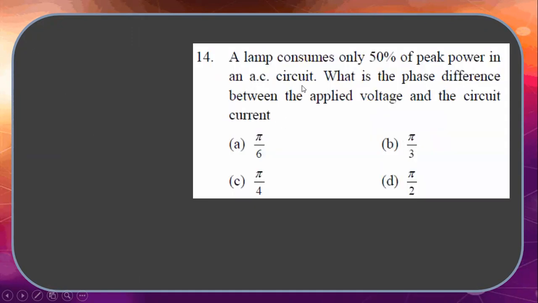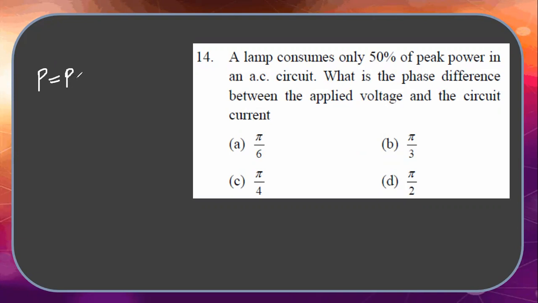A lamp consumes 50% of its peak power in an AC circuit. What is the phase difference between the applied voltage and the circuit current? Then power P is equal to peak power into cos phi.